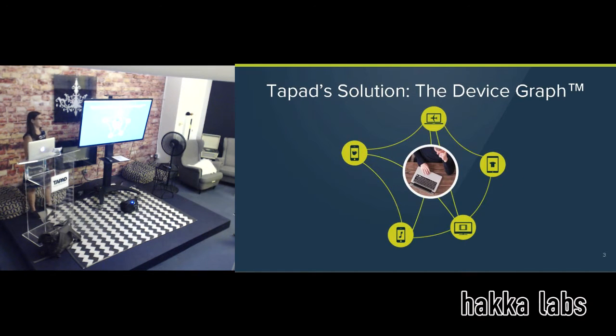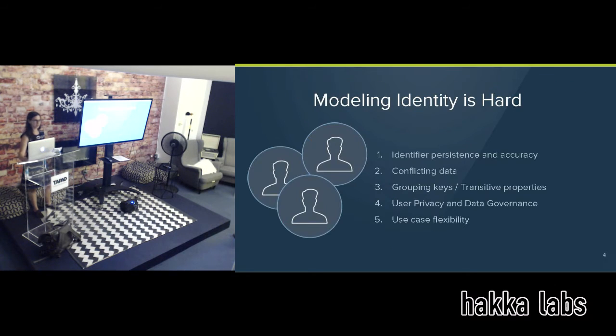So the way that we think about our solution is as a graph. We have the device graph. It's trademarked. So we are the one and only the device graph. And we try to connect people's computers to each other through probabilistic linkage. The problem, as I just explained to you, is that modeling identity is really hard. So you have identifier persistence and accuracy issues. We sync with lots of different partners, and sometimes we can trust them, and sometimes they'll send us the same identifier for 1,000 devices. That's not good.